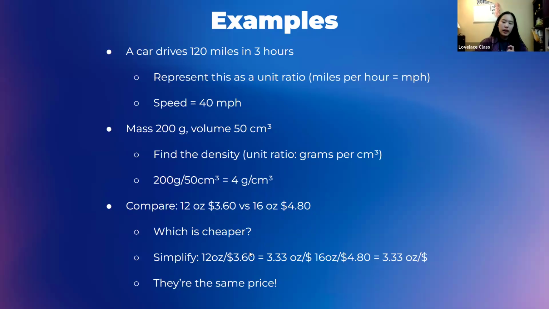So when I simplify this, the first one, 12 ounces for 3.60, I end up getting approximately 3.33, or 3 1/3 ounces per dollar. And then if I do the same thing for the 16 ounces and 4.8, I also get 3.33, or 3 1/3 ounces per dollar. So they're actually the exact same price. So those are some examples of unit ratios.